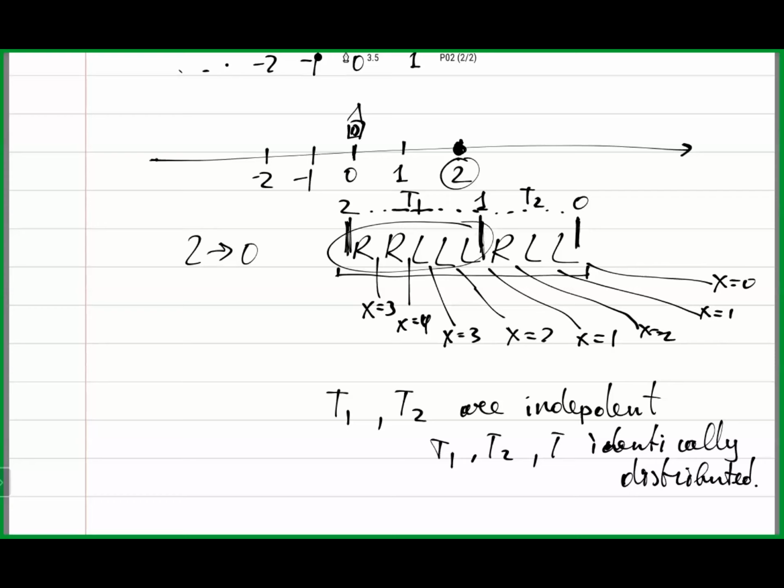So imagine that that's the current time. You are here, current time. RRLLL are your past steps, and they are independent from your future steps.